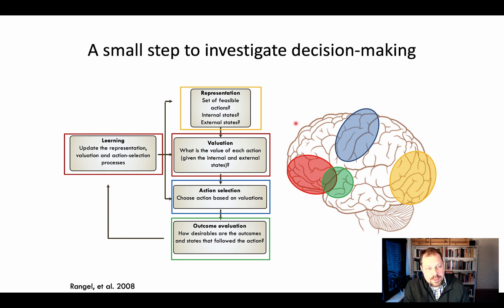And I'm showing you a model here by Antonio Rangel that was published in Nature Reviews Neuroscience in 2008 that reflects this. So the model basically argues that at the first level of a decision is the representation, which is usually a visual element most of the time in fMRI tasks anyway, but you can also be given a choice verbally, for instance, right? So then it would be an auditory element here. And that's basically trying to figure out what is the set of feasible actions right now, what are my internal states, what do I want.